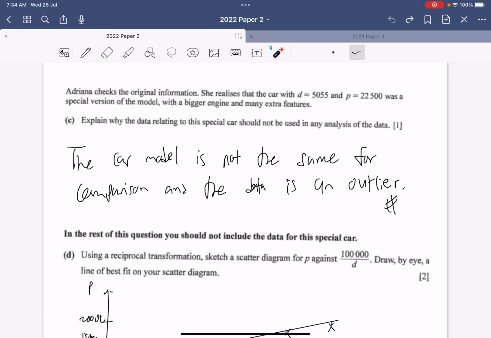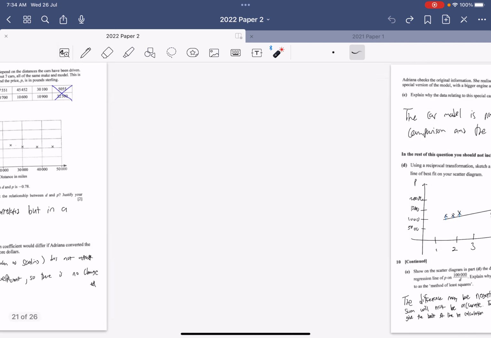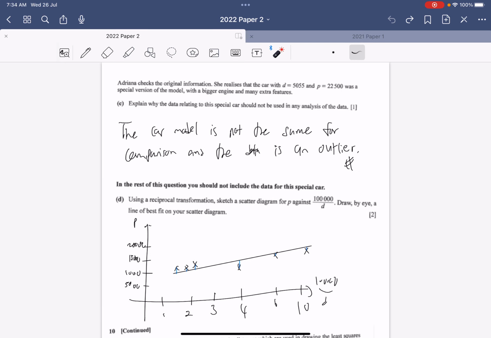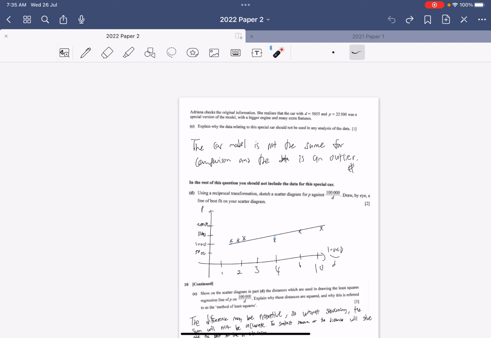If you now check the original information, you realize that this value is wrong. So why can this special car not be used? Well, firstly, the data is an outlier and you already know that the model is different to begin with. So you cannot make a fair comparison. Hence, this is why we cannot use such data.